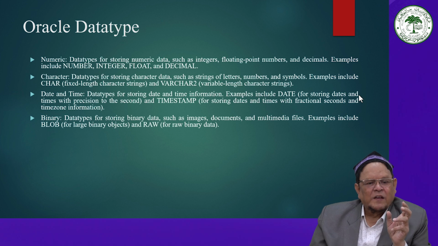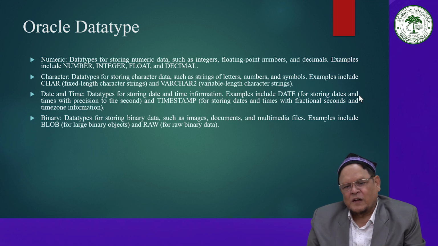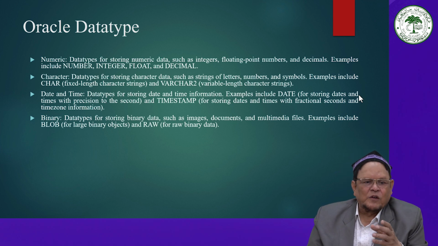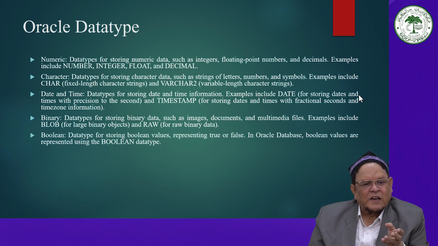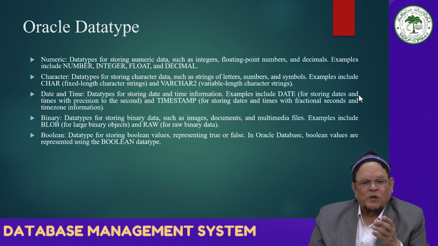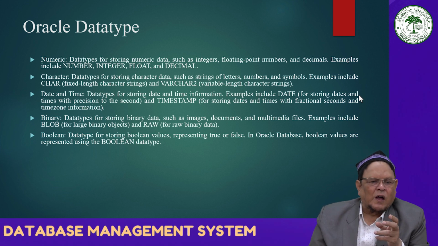Binary means data types for storing binary data such as images, documents, and multimedia files. Examples include BLOB for large binary objects and RAW for raw binary data. Boolean data types are for storing Boolean values representing true or false. In Oracle database, Boolean values are represented using Boolean data types.